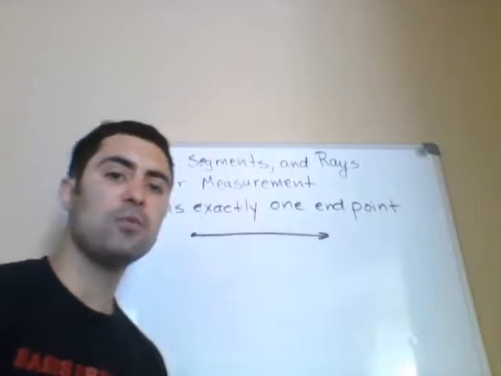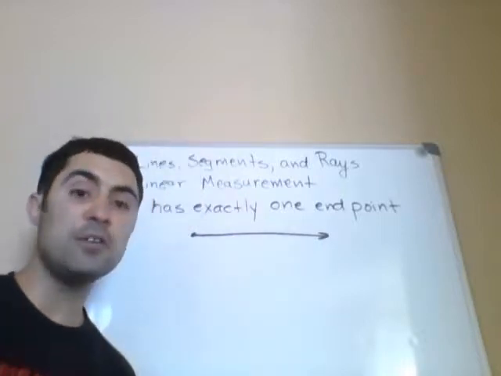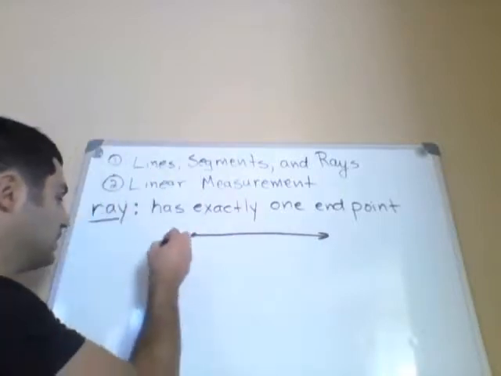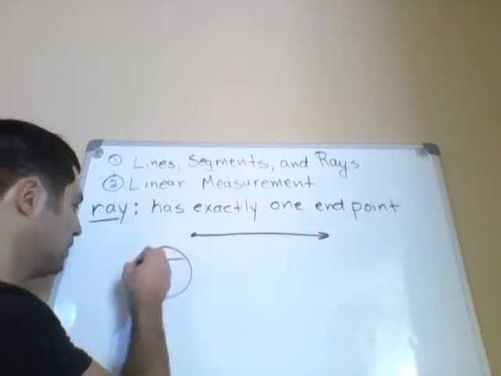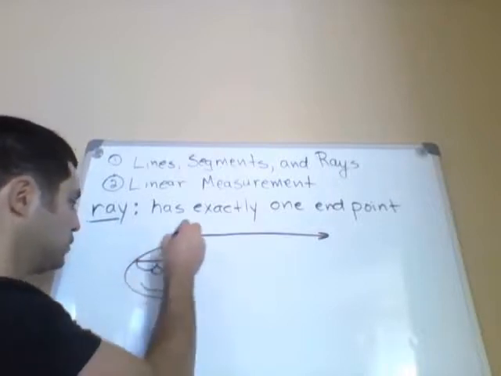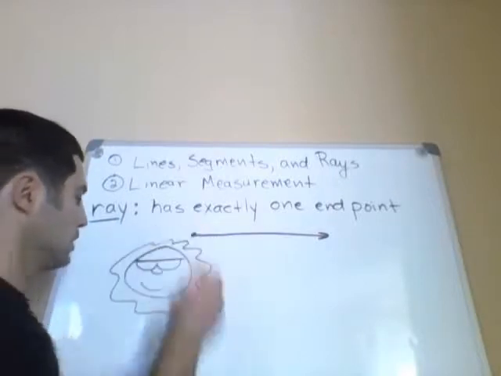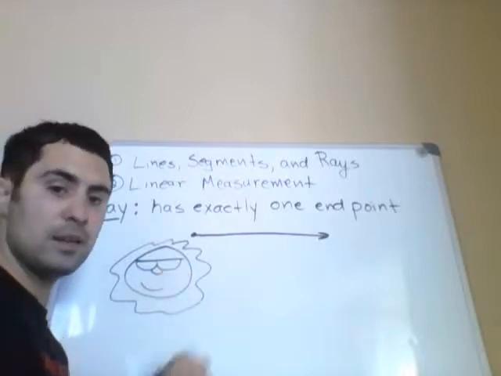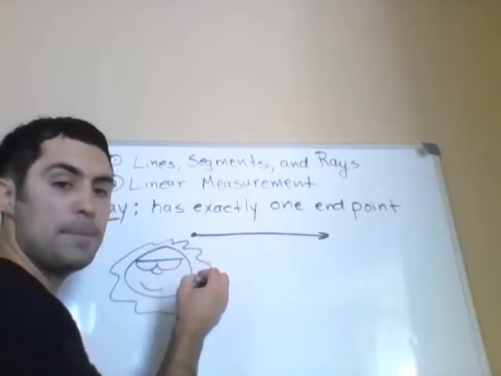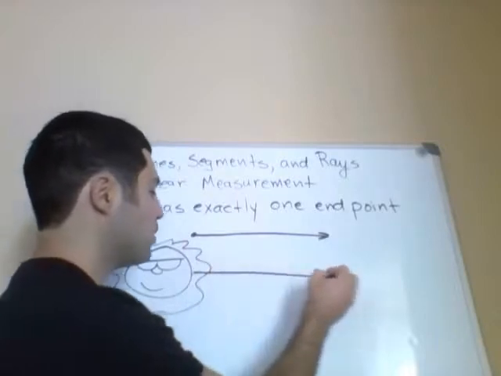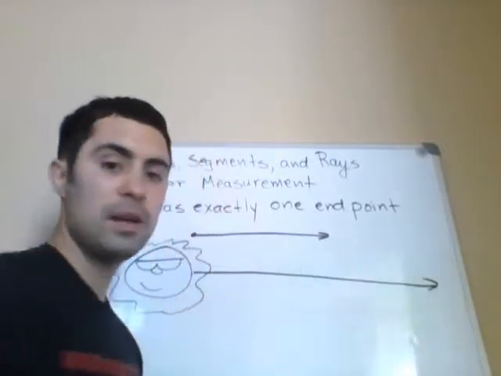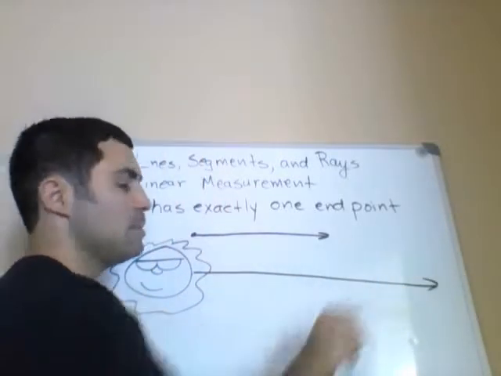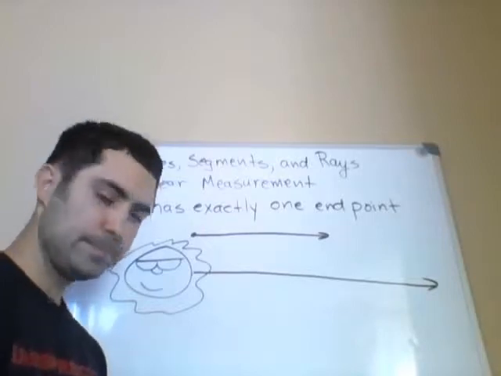A lot of people like to remember this by thinking of a sun ray. The sun is the endpoint, and it shoots a ray out, a beam of light, that goes forever and ever and ever out into outer space. That's my beam of light. Okay?